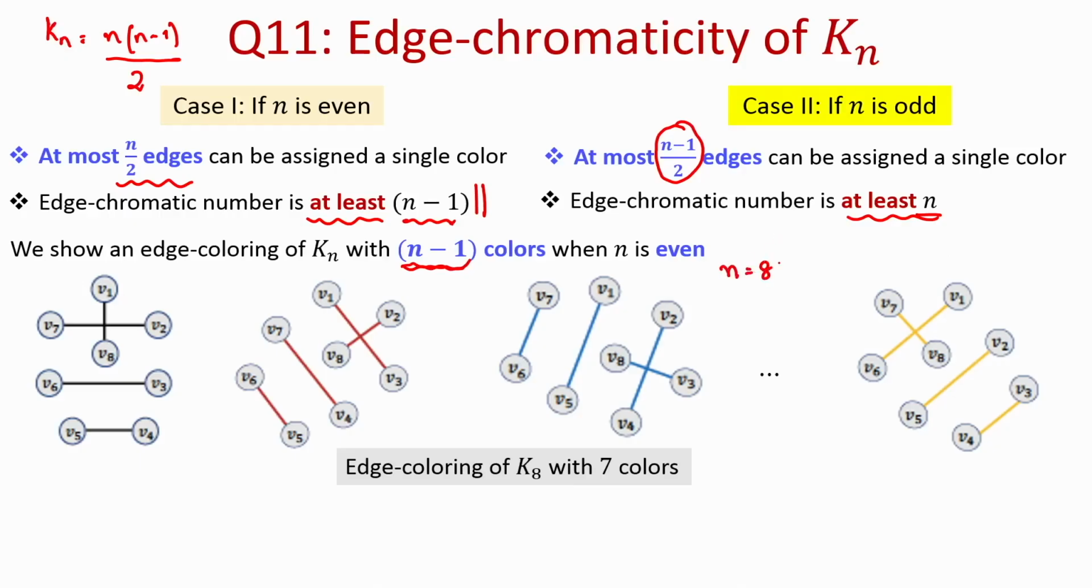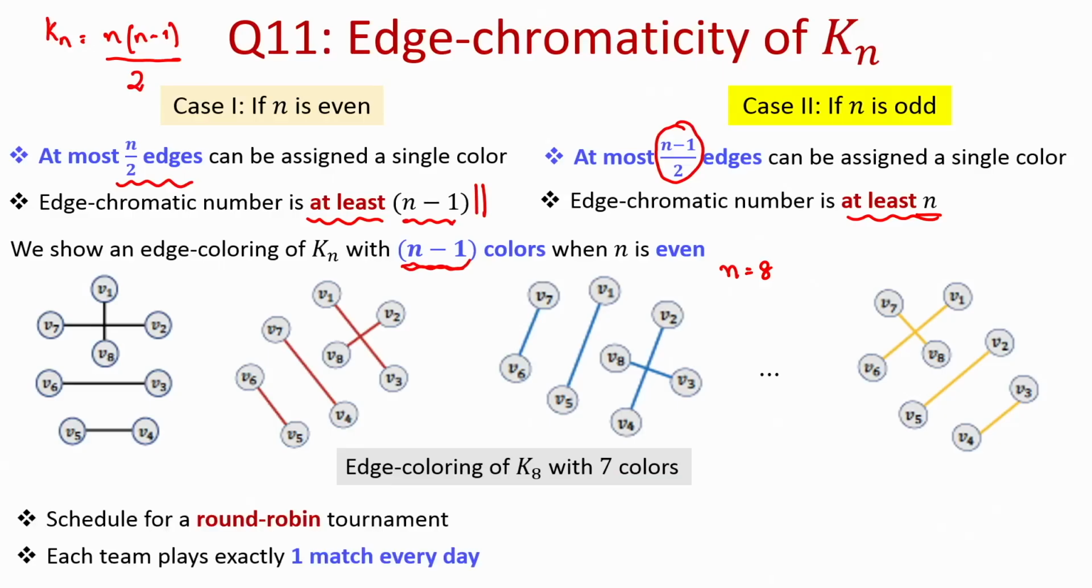Remember, edge coloring here corresponds to scheduling of a round robin tournament. So, we have 8 teams and we have to schedule matches among the teams, and the requirement is that each team has to play against every other team once, but at the same time we do not want to force a team to play more than a single match on any day. So, the way I do the coloring here is as follows.